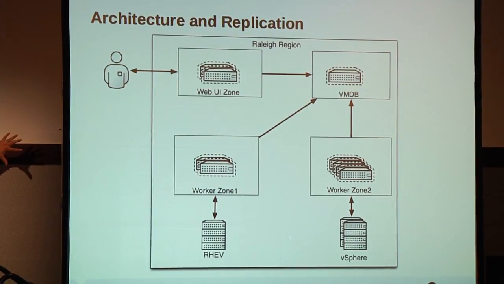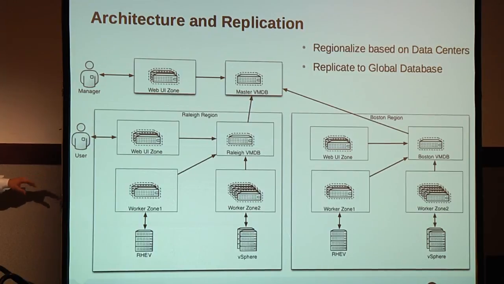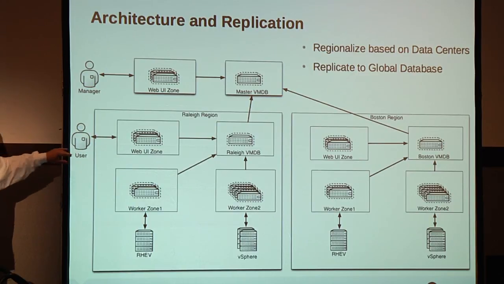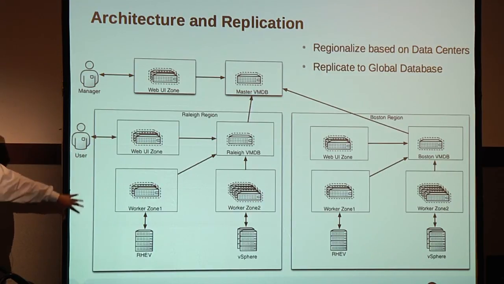So it's this region now, which is part of a larger architecture. We still have a Raleigh VMDB. By the way, that's our virtual machine database. So we have that single database. We still have the WebUI zone. We still have a user that's going to come into this specific zone to perform any provisioning requests. And then we still have our worker 1 and 2 zones with Rev and vSphere.